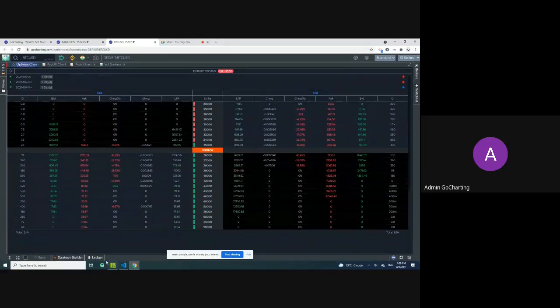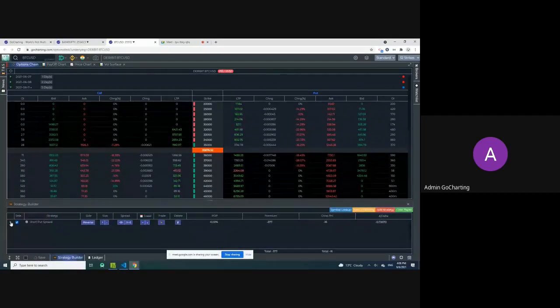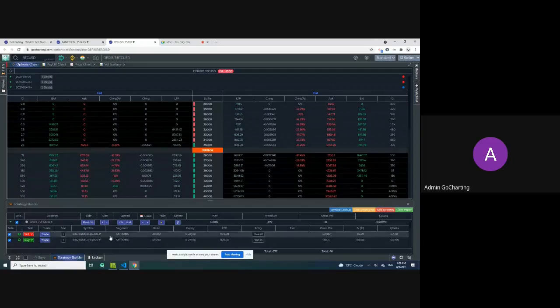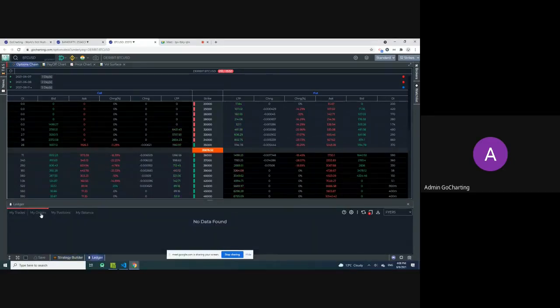Finally, you have the bottom bar where there are two major components. One is called the strategy builder. This is where all your strategies are laid out in a grid format. And then you have the ledger. This is where, when you are paper trading or taking real trades, your trades, your orders, your positions, and your balance show up.